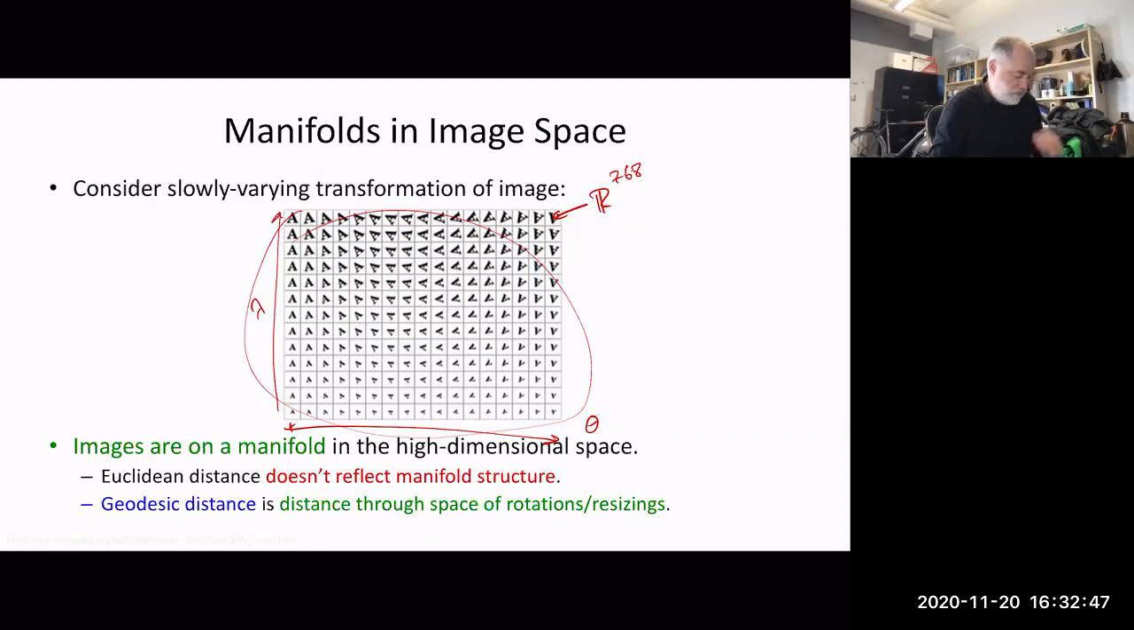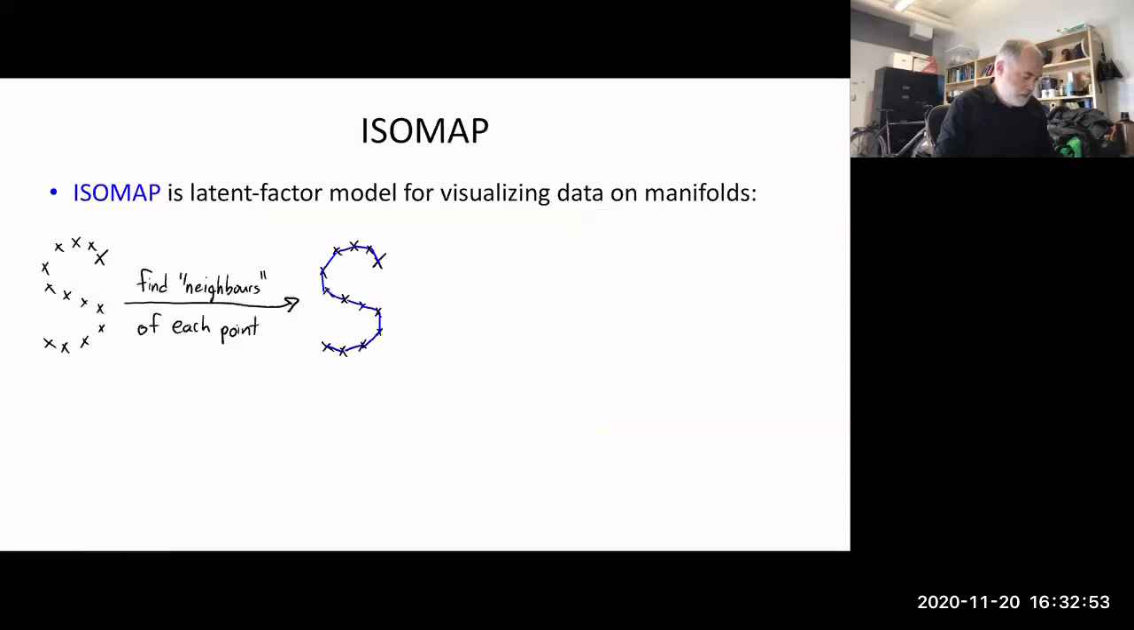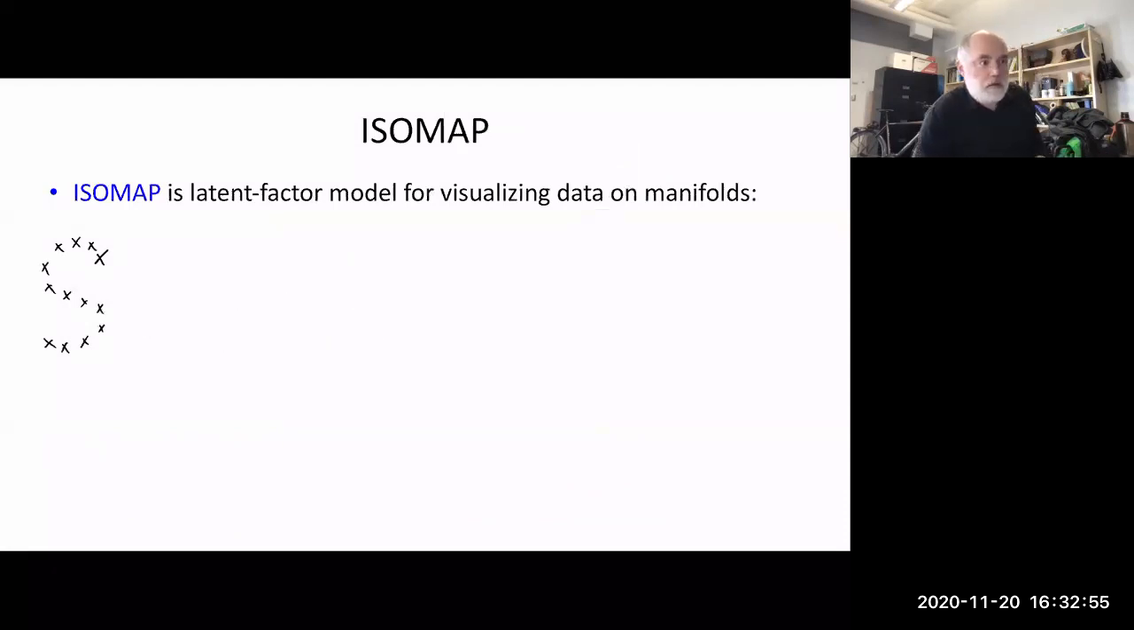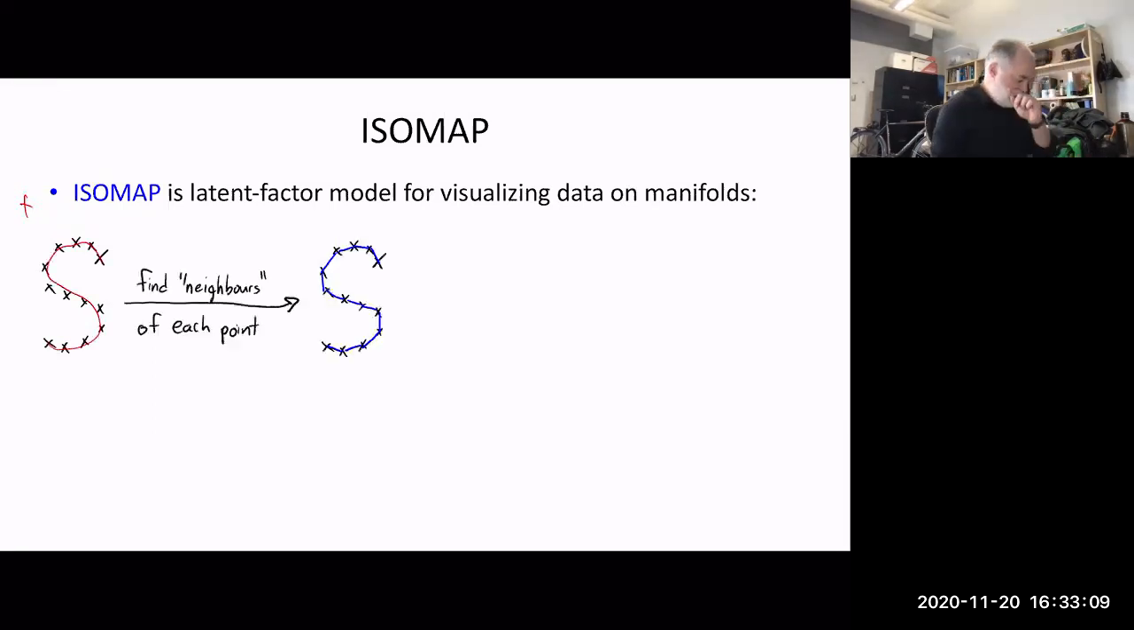Yeah, just not reflective of the inherent structure of the problem. So the geodesic distance here would be the distance through the space of rotations or sizes, okay? So ISOMAP is a pretty simple algorithm, really, where you start with your data set, and this is just some data set X, where now we're in 2 dimensions, and the manifold is a 1-dimensional manifold, which is just, you know, there, right? But we don't know that manifold, right?